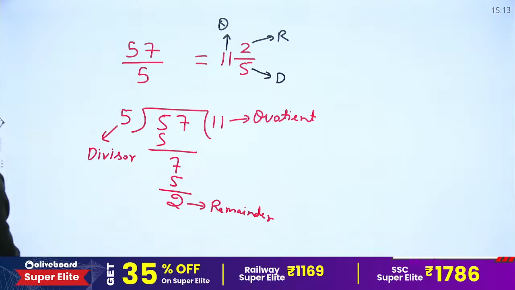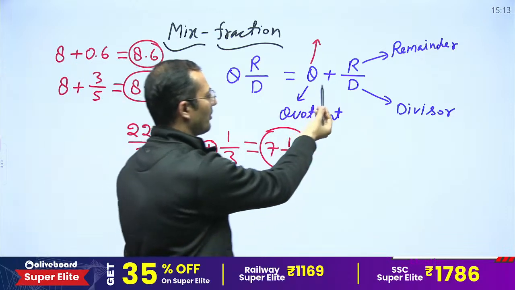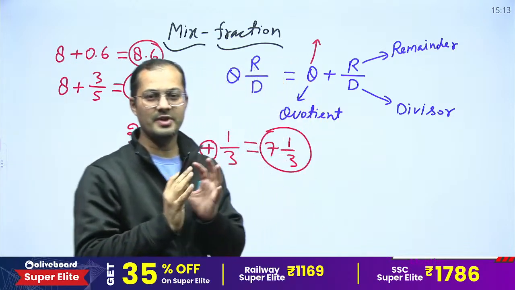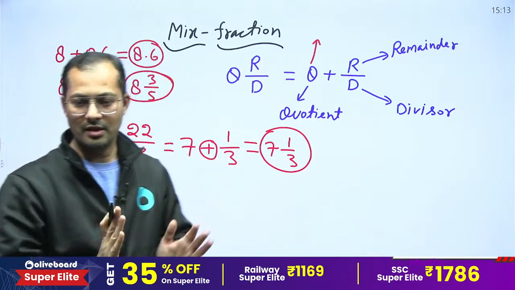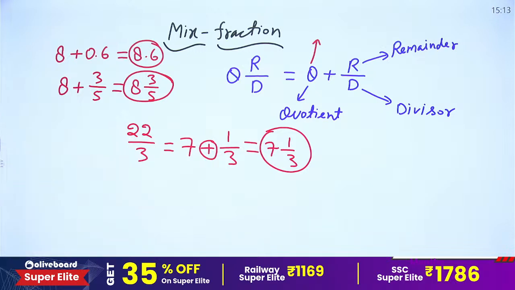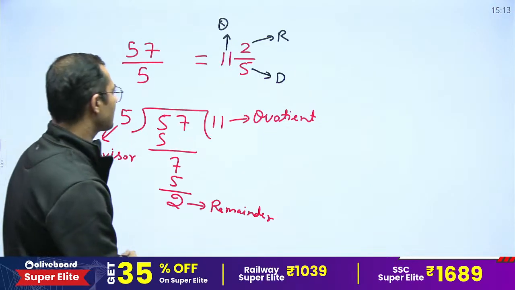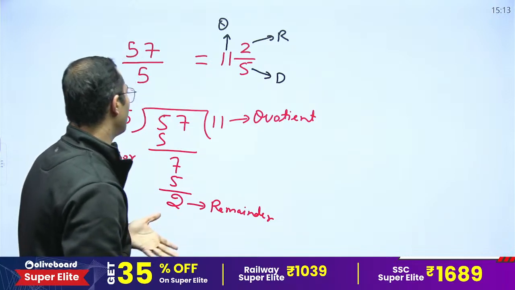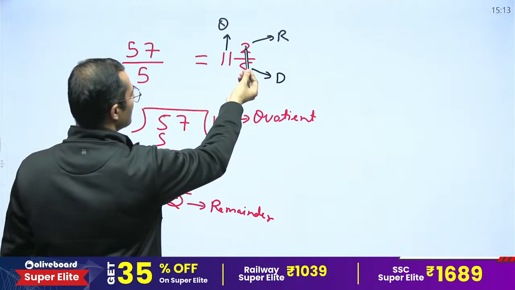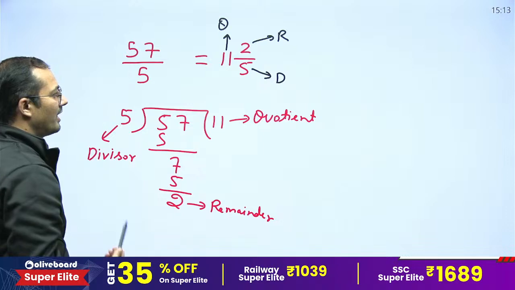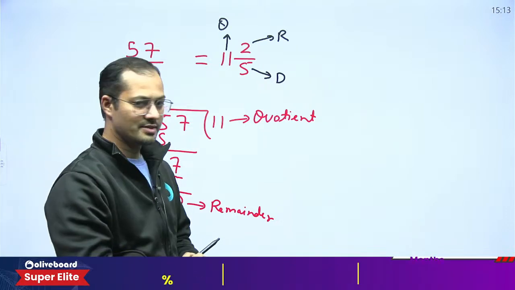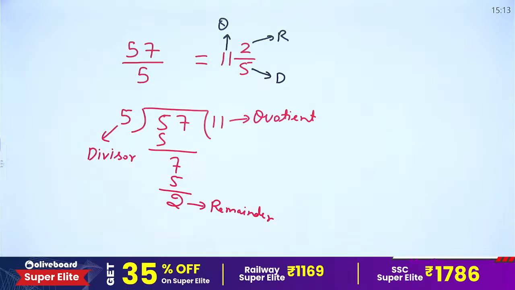See, tell me, is this formation clear or not? I think now this formation is more clear. We can say that 57 divided by 5 is equal to what? 11 whole 2 upon 5. So we can write it as 11 whole 2 upon 5. Is this clear? Tell me everyone, is this clear?